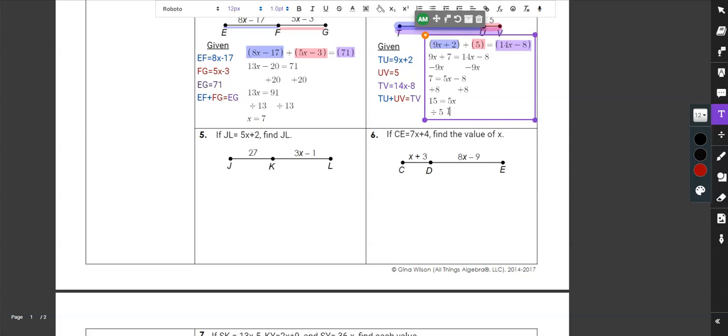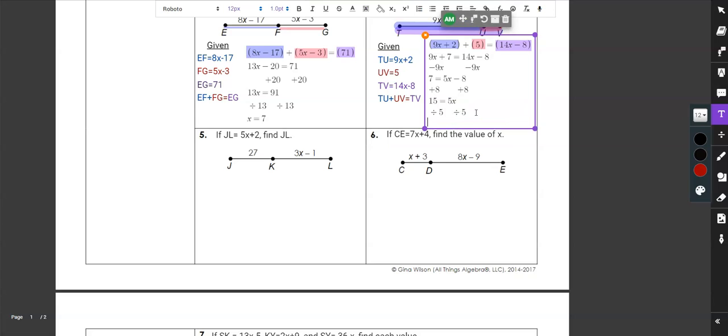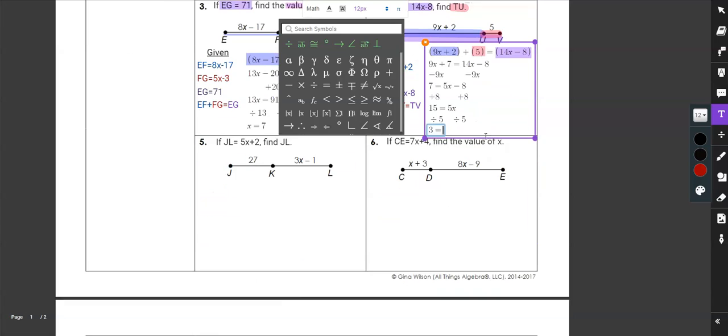All right. Again, like I said, as you do the symbols, they start showing up at the top. And so if you're using them regularly, you don't have to do it over and over again. All right, so when we do that, we get that 3 is equal to x. However, if you recall, we weren't asked to find x. We were asked to find TU.